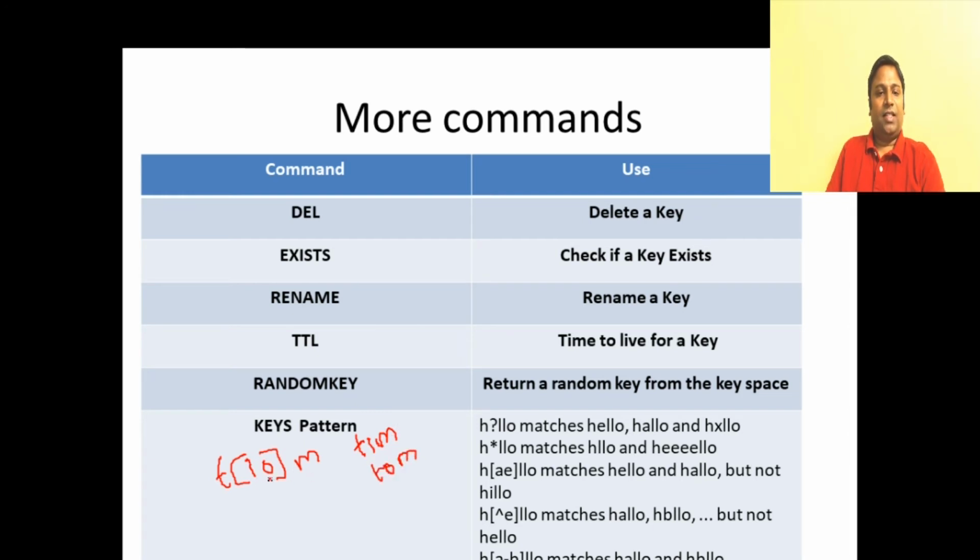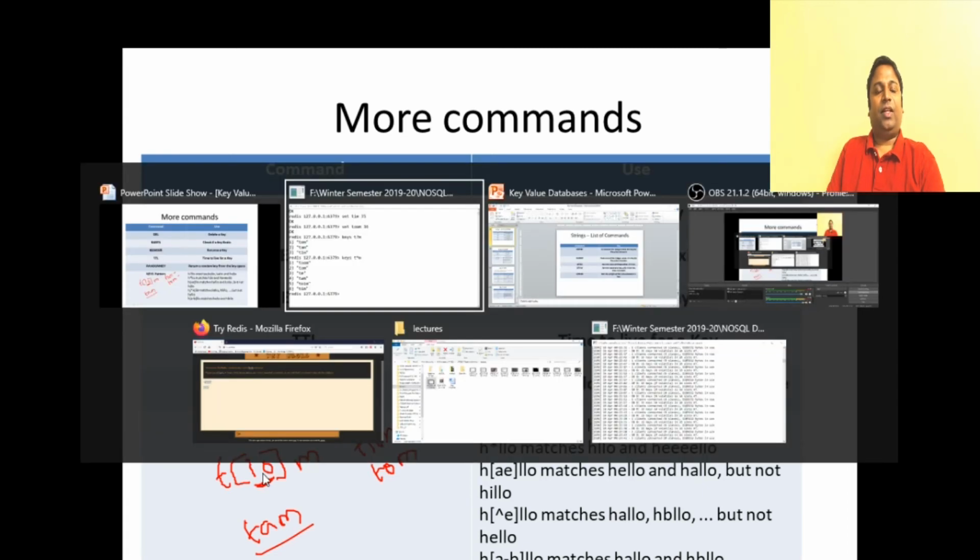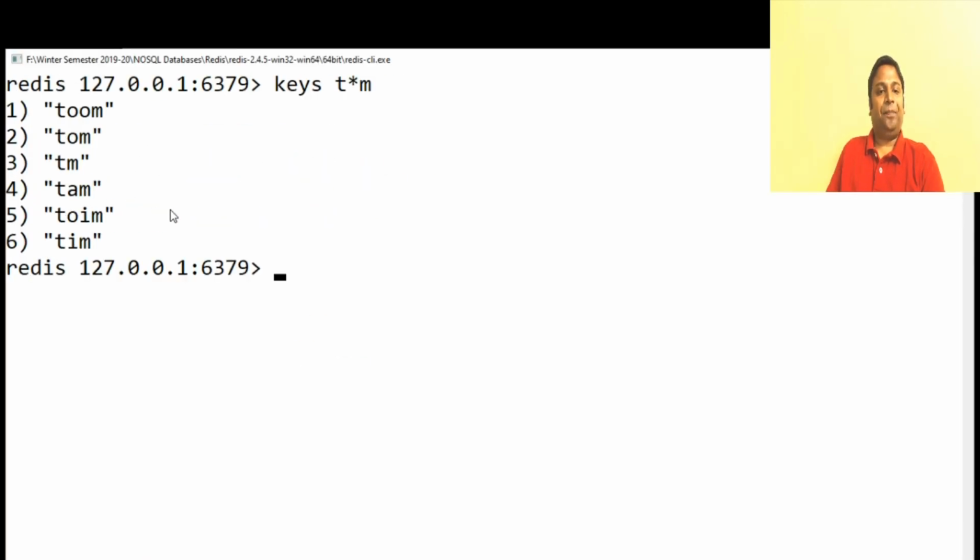If there is an I, if there is an O, it's going to bring those keys. If there is a key by name Tam, will this really fetch this? No, because A is not part of the list given here. So it's going to just find matches only given in the list. Let me go and explain that here.